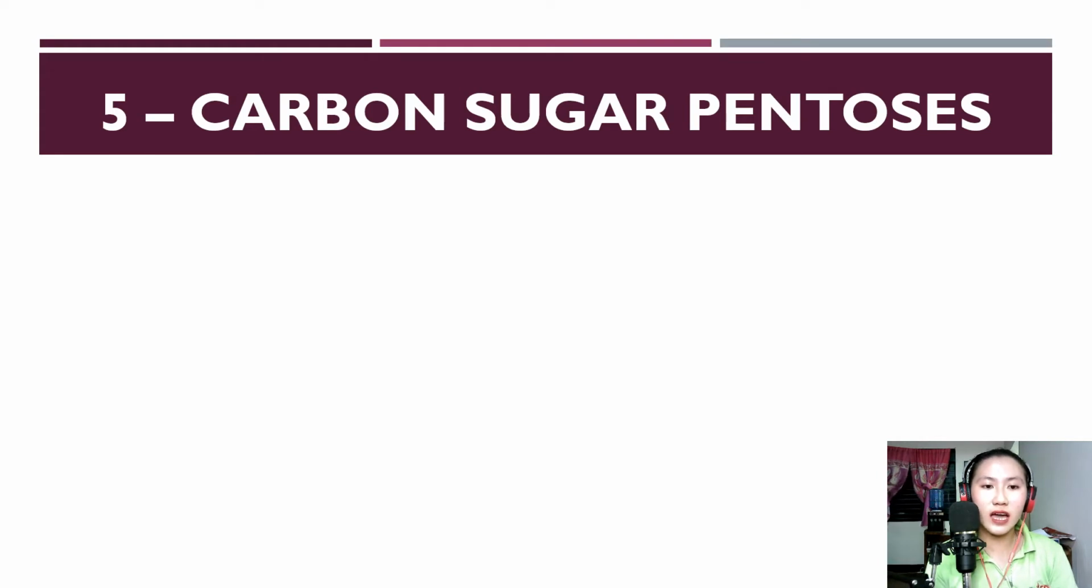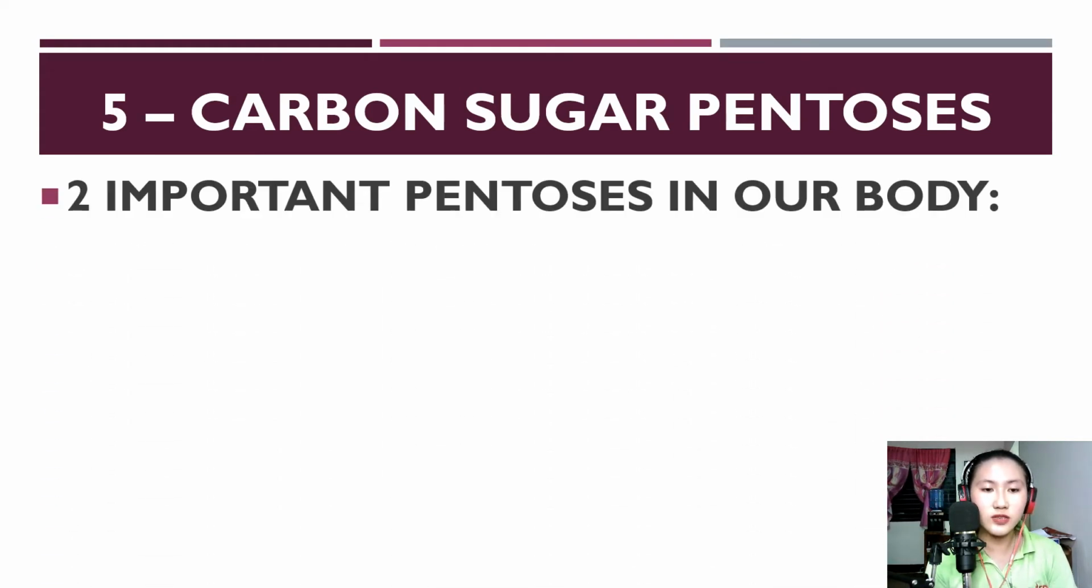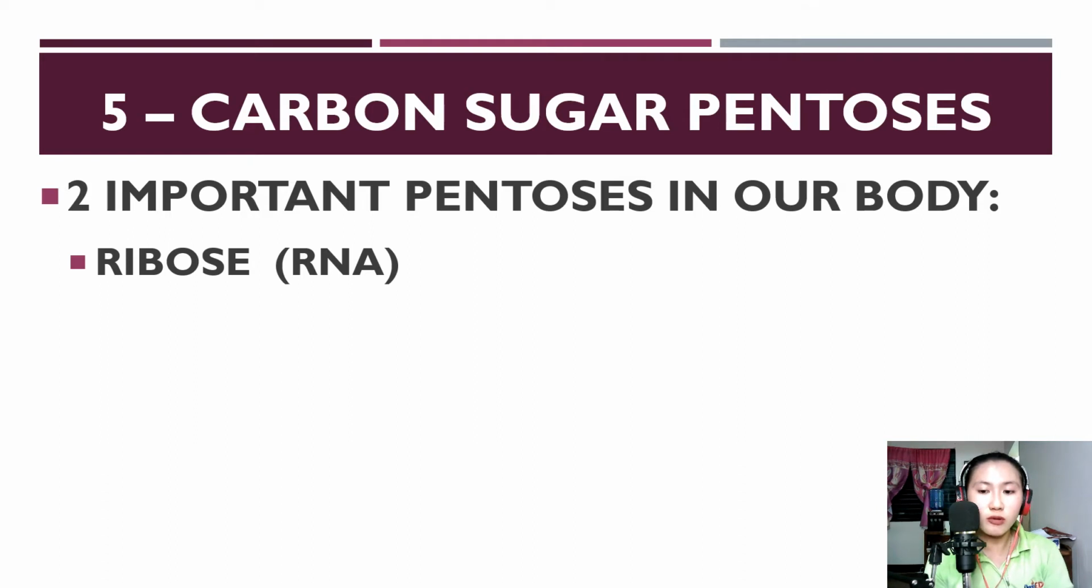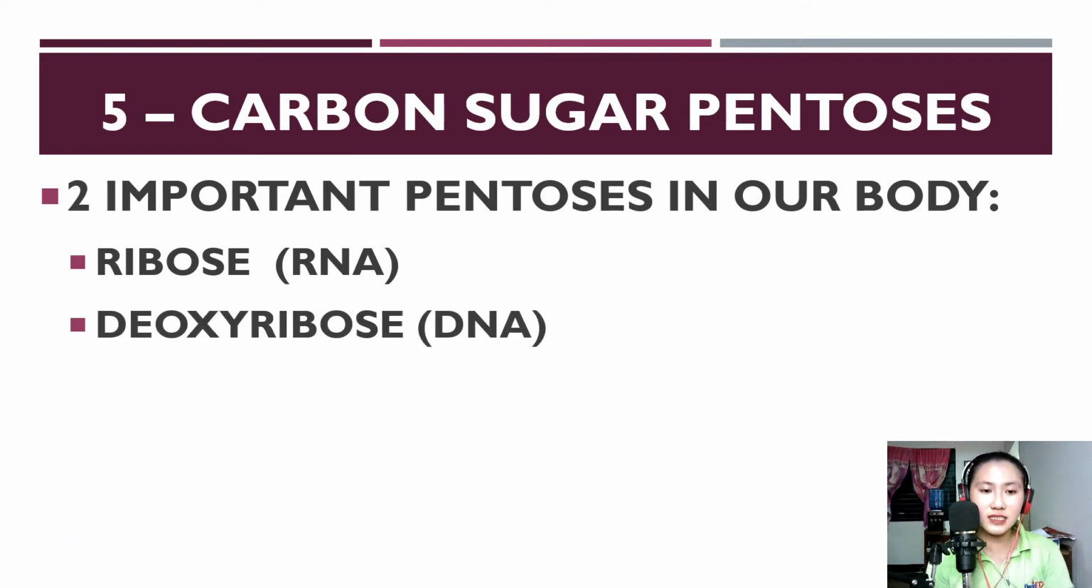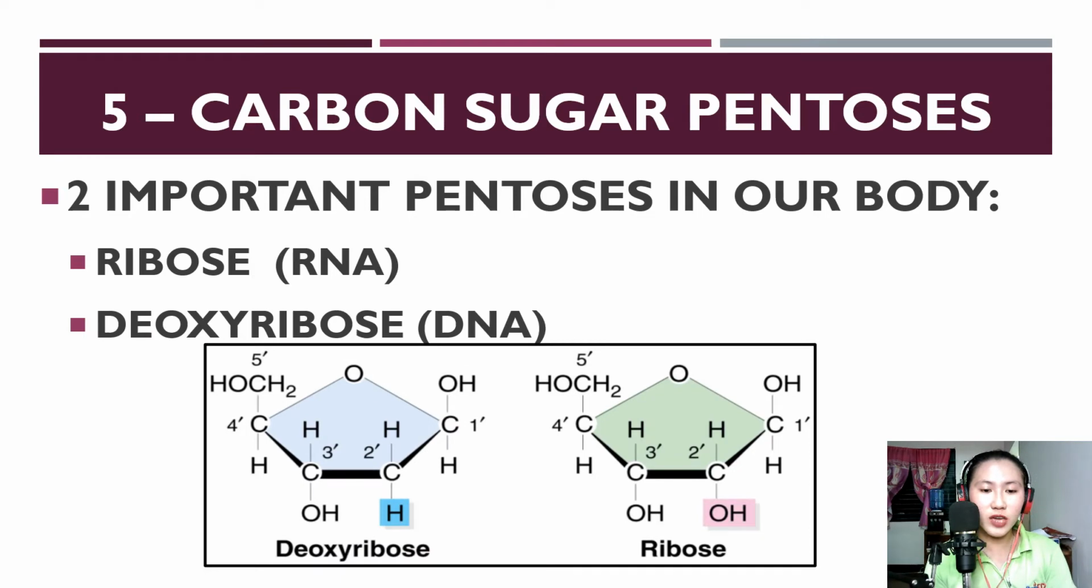So next we have the 5-carbon sugar pentoses. So there are two important pentoses in our body. First is the ribose, which is present in the RNA. And next is the deoxyribose, which is present in DNA. So here is the structure of ribose and deoxyribose.